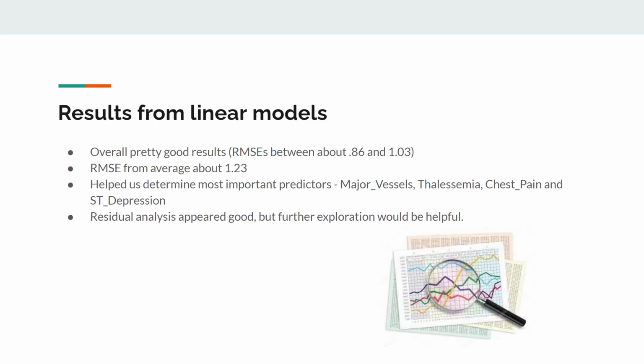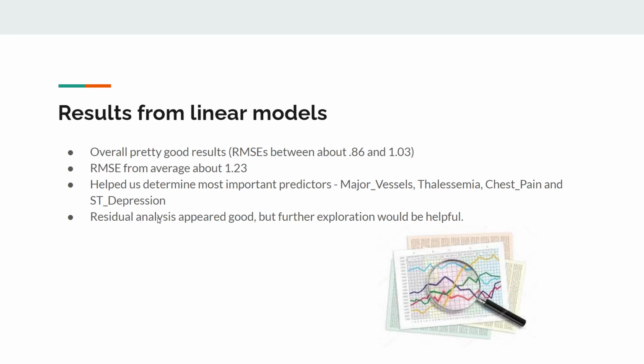So totally from these linear models, I'd say they're overall pretty good results. RMSEs were about between 0.86 and 1.03. And if you actually take the average of all of the target values and then take the RMSE of the model, which just predicts that average, you get about 1.23. So we definitely made a significant improvement from that, which is definitely good because we want to improve from just looking at the average. And it also helped us determine the most important predictors, these four, which we found twice using both the lasso model and the backstep model, which personally I think is super important.